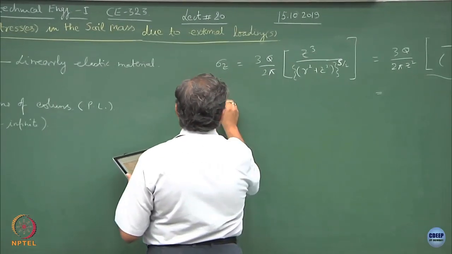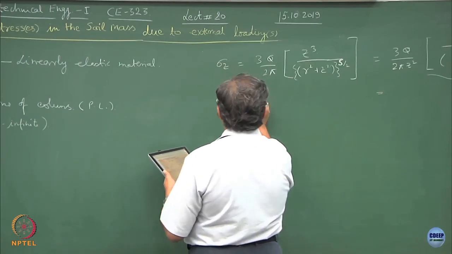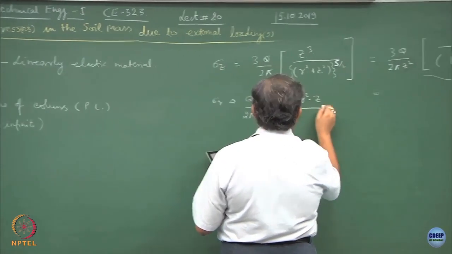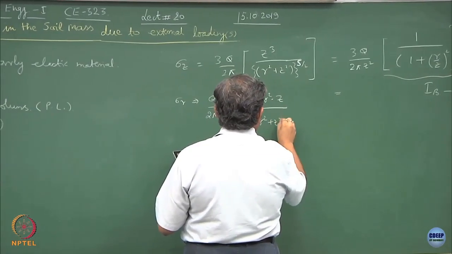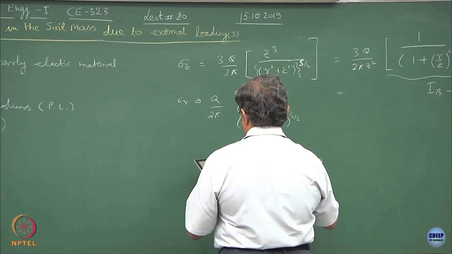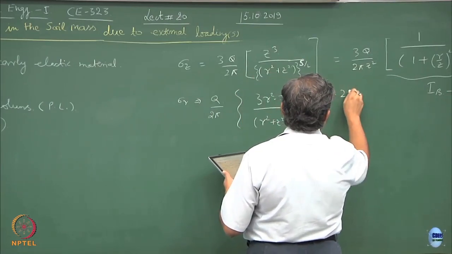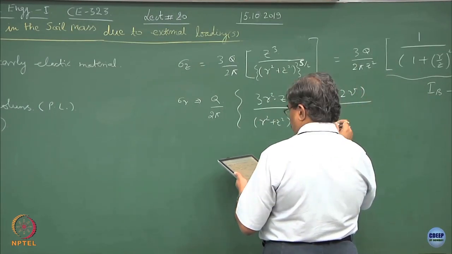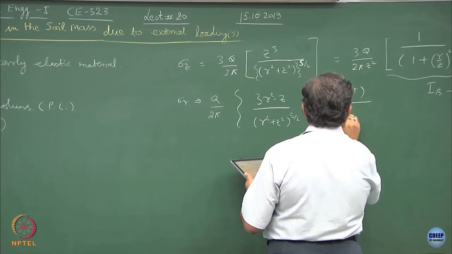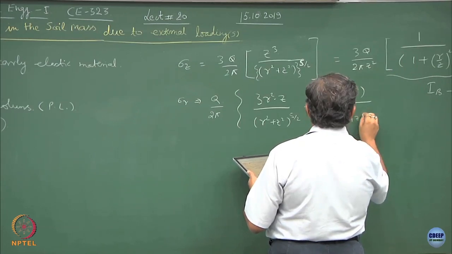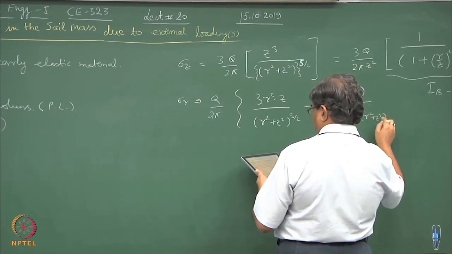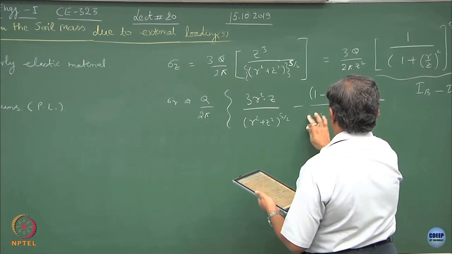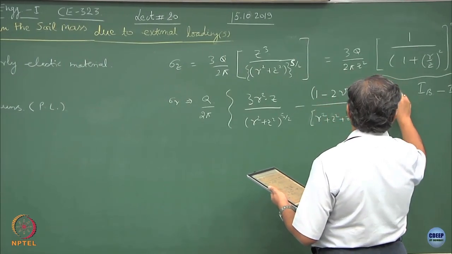Now, sigma r is q upon 2 pi, this is 3 r square into z upon, but yes, if you can remember, that's okay. One minus 2 mu upon r square plus z square plus z r square plus z square to the power 5 by 2, all right.